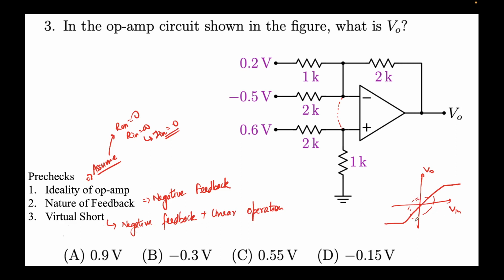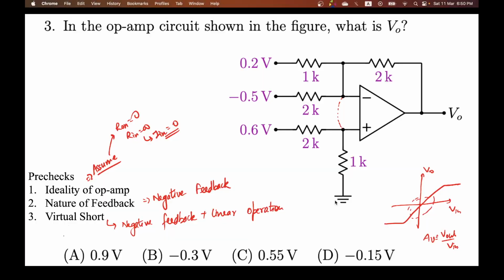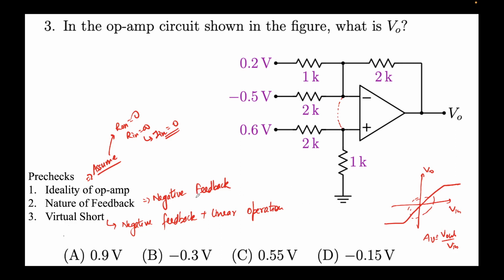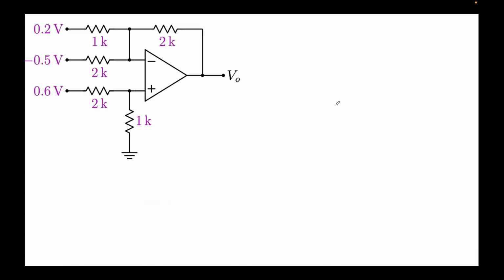But since V in is so small, right? If you recall, A V is nothing but V out over V in, so V in is nothing but V out over A V, and A V is usually very large. That's how we come to the conclusion that these two terminals are almost at the same potential. Okay, let's go to the lecture slides for more clarity. I'm not going to repeat it here, but we'll utilize this information to solve the problems. So remember that this is the virtual short, right?